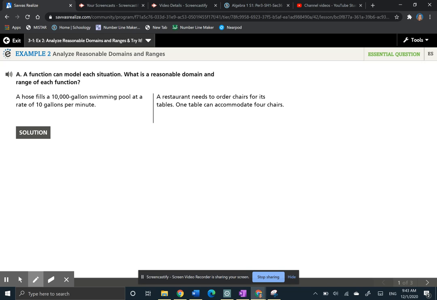So let's read the first one right here. And that one says, a hose fills a 10,000 gallon swimming pool at a rate of 10 gallons per minute. So the first thing that you want to do is decide which one is your dependent variable and which one is your independent variable.